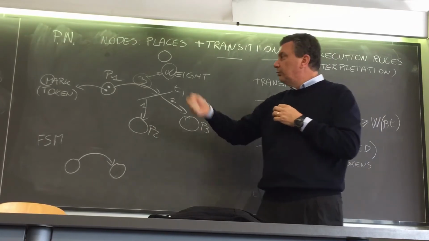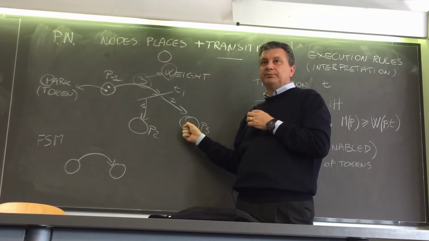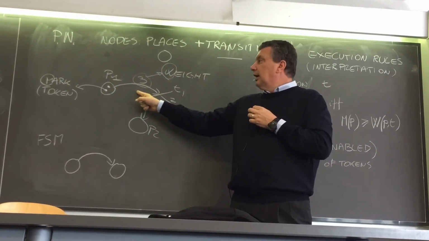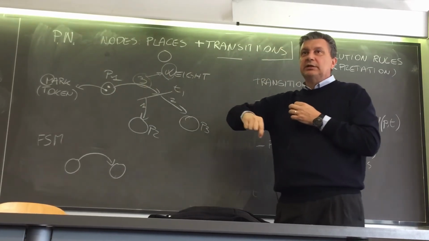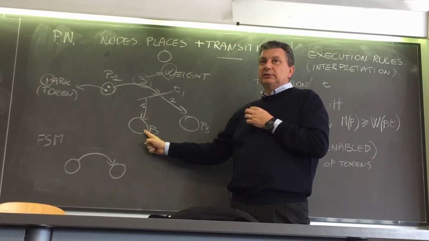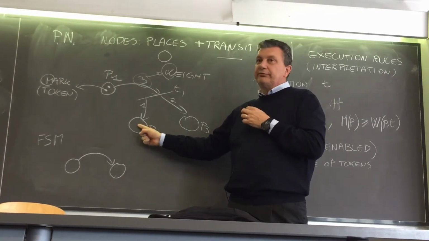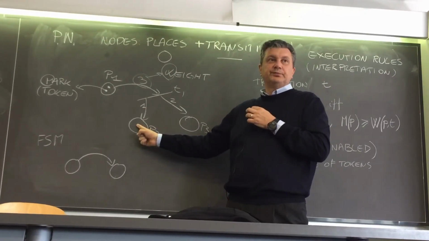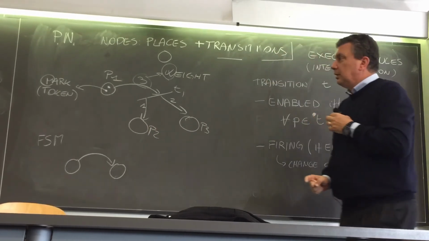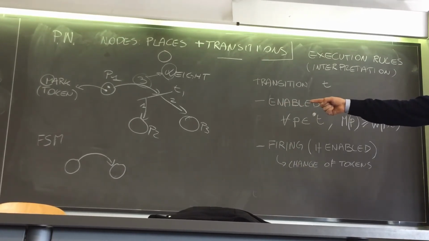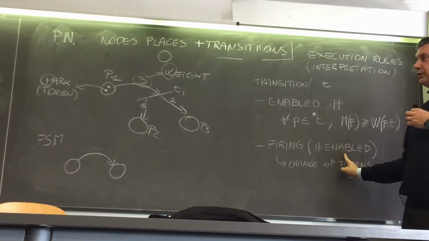How many tokens should I remove from input and put in output? As many as the weight. So it's very easy to understand. I should remove from input places as many tokens as the weight, and as well, I should add to output places a number of tokens equal to the weight of the arc connecting the transition to the places. So, I cannot fire this transition, right? Can I fire this transition? No, because it's not enabled. So I cannot fire it.